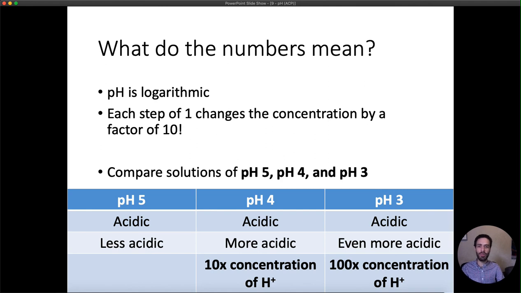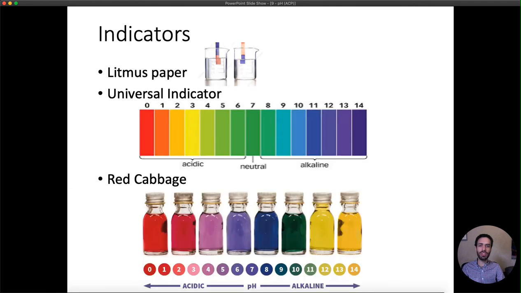Last thing we need to know about pH is that we can measure or detect pH using indicators. We've seen litmus paper already. Blue litmus paper turns red in an acid. Red litmus paper turns blue in a base. There's also a substance called universal indicator. That's what this color scale that we saw at the beginning of the video represents. Universal indicator is an indicator that changes colors and is different colors at different pH values.